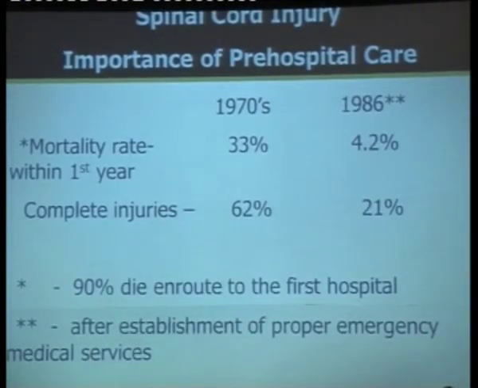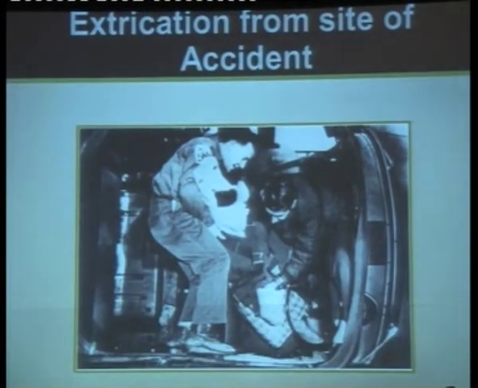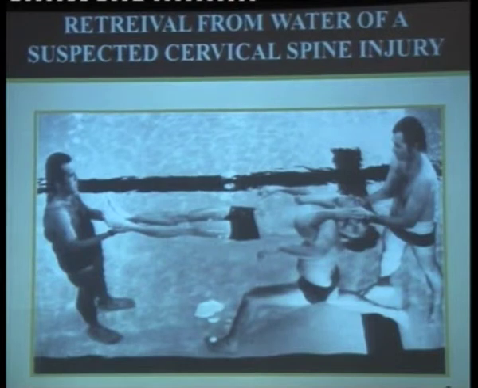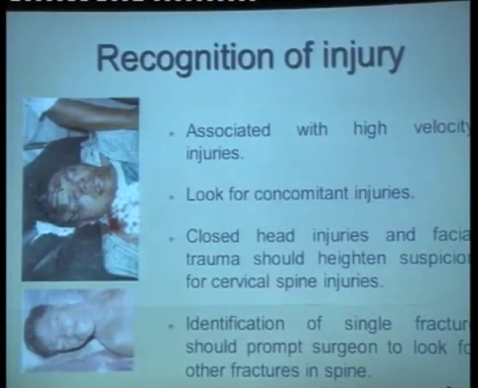And if we were to think of the most important component of management which can influence spinal cord injury care, the experience from the Western world has shown that it is pre-hospital care which is most important. In the US, they showed that implementation of this reduced the mortality rates and complete injuries drastically. Now, how you extricate the patient at the site of accident also depends on where the injury takes place, whether it's on road or in water.